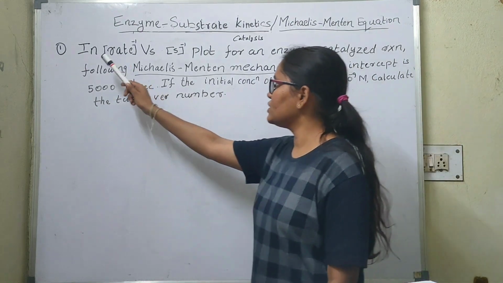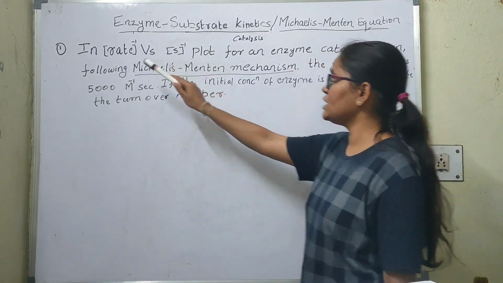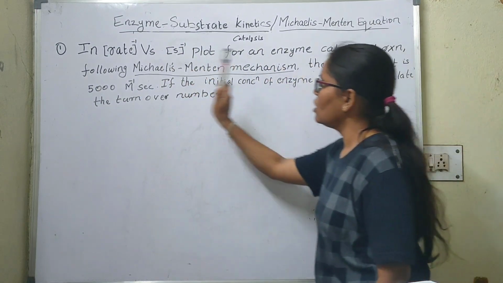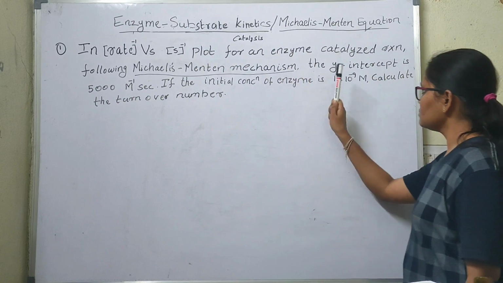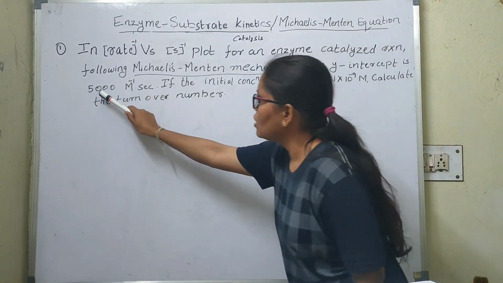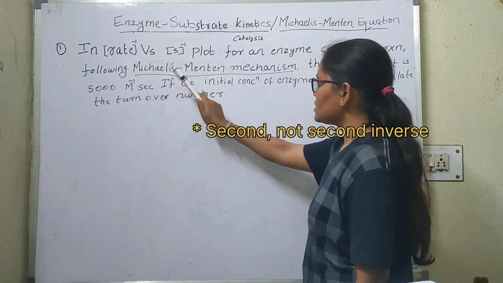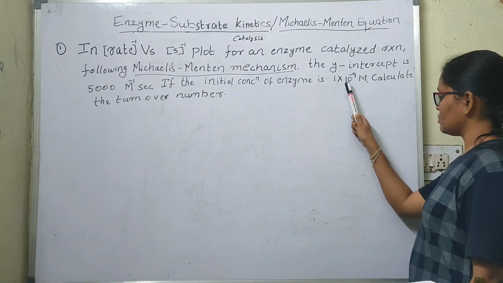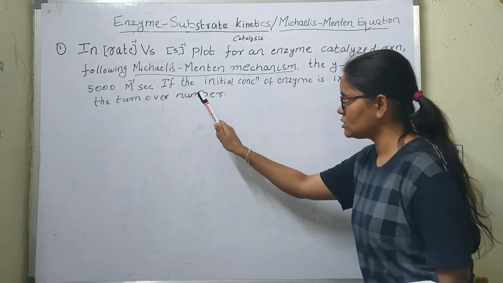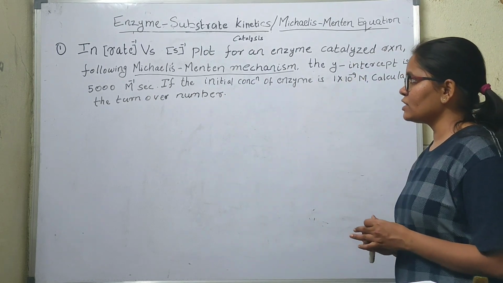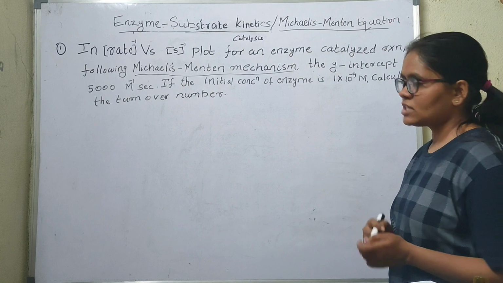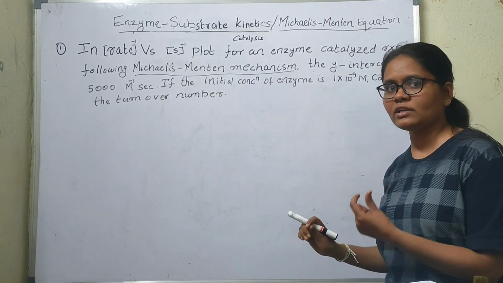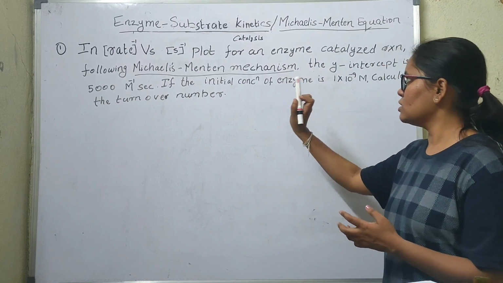The question is: in a rate inverse versus substrate inverse plot for an enzyme catalyzed reaction following Michaelis Menten mechanism, the y-intercept is 5000 molar inverse second inverse. If the initial concentration of enzyme is 10 power minus 9 molar, calculate the turnover number. So here we are given that the enzyme substrate kinetics follow Michaelis Menten mechanism, so we can use the rate equation of Michaelis Menten mechanism.